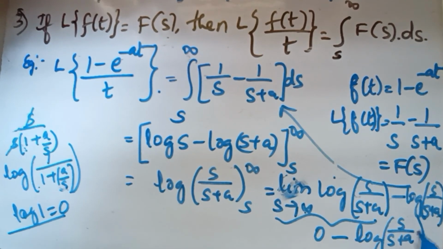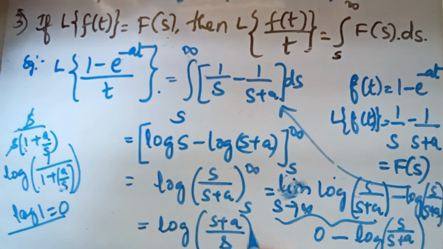So this term gets simplified to 0, minus this log of s by s plus a. Okay, so that can be written with this minus there. Now again, if you apply the log m minus log n property, then you will get the final answer as log of (s plus a) divided by s. Taking the reciprocal, you can remove that negative sign. So the final answer is log of (s plus a) by s.